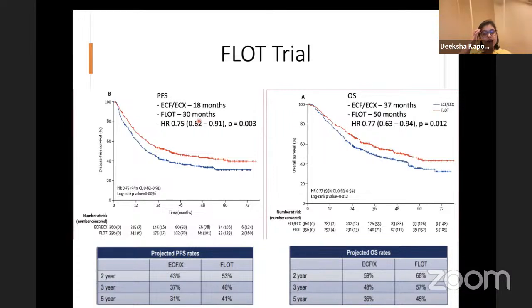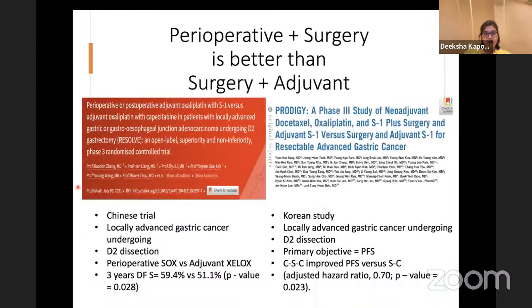There have been some concerns about the toxicity of FLOT compared to ECF. Though grade 3 and grade 4 complications were seen in both, the incidence of symptomatic neutropenia, grade 3, grade 4 neutropenia, was higher with FLOT, which is something that raises a concern.